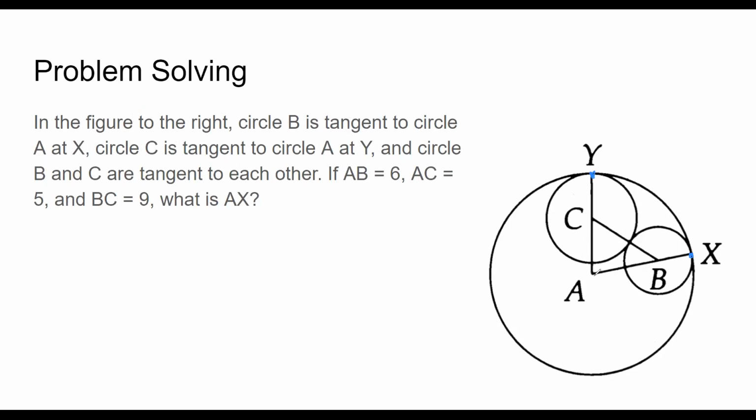If AB, so let's label this here, AB is equal to 6, AC is equal to 5, and BC is equal to 9. Want to find what is AX. So, does anyone notice anything before I give some hints?